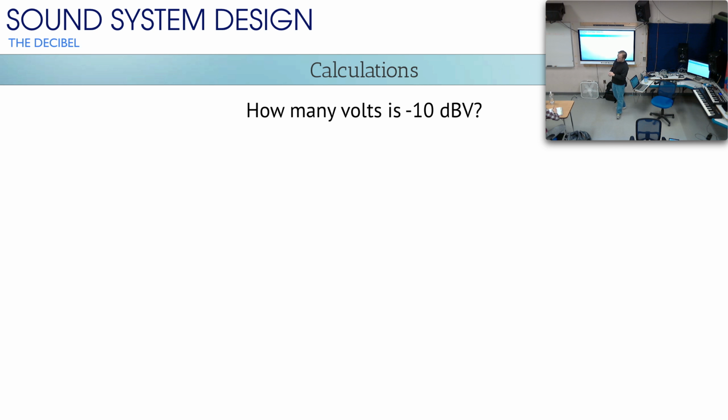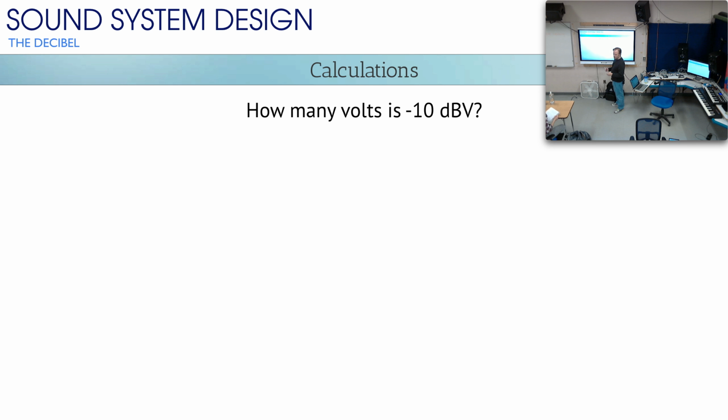Okay, so let's try some of these. So remember I said that the nominal operating level for dBV, or consumer level equipment, is minus 10 dBV. Remember that? I said that like 3 or 4 slides ago. So what we want to know now is how many volts is that? Anybody remember what I said? Doesn't matter, because we're going to figure it out right now.